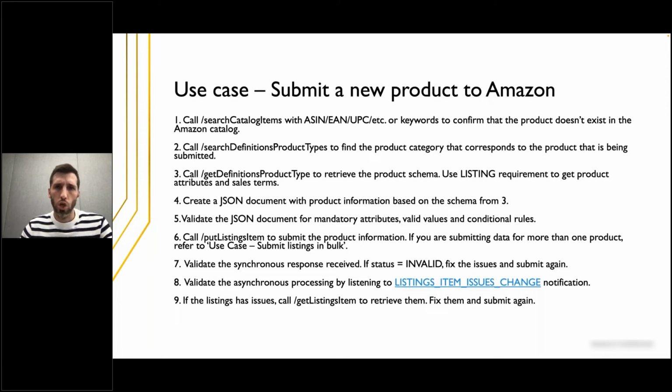If you need some more information about the listing, why it failed, and so on, you can use the get listings item operation. This will give you even more complete information about the submission. Eventually, you will fix accordingly, submit again, and at some point you will have a successful submission that passes both the synchronous and asynchronous response. At that point, your listing, or the selling partner's listing, will be live on Amazon.